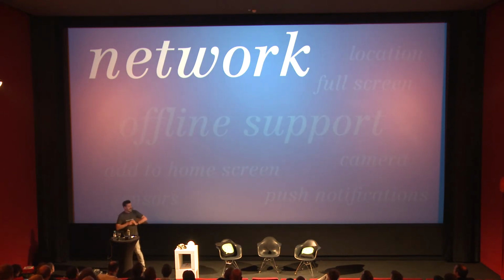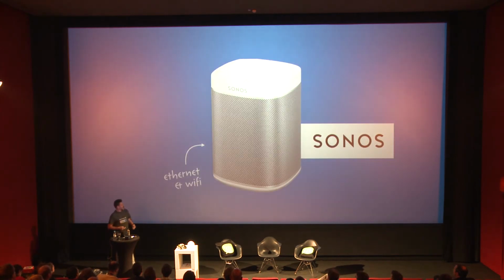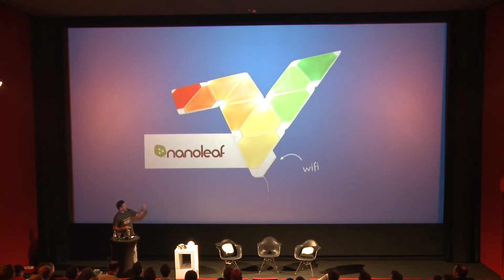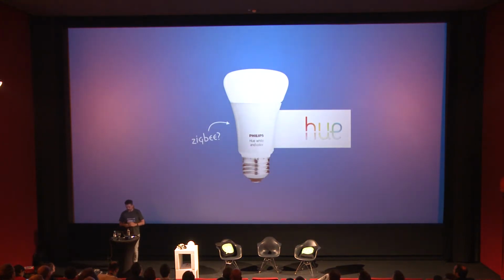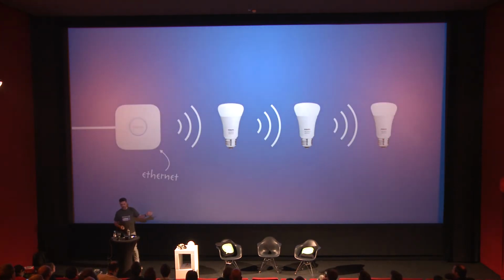Now I have all these kinds of devices in my home, like a Sonos, which has Ethernet and Wi-Fi. I have one of these things, which has Wi-Fi, and I have Philips Hue light bulbs, and it has Zigbee, but actually there is a hub that has an Ethernet connection, and then talks Zigbee to the light bulbs. So all of these devices have a network connection, so I could talk to these devices.